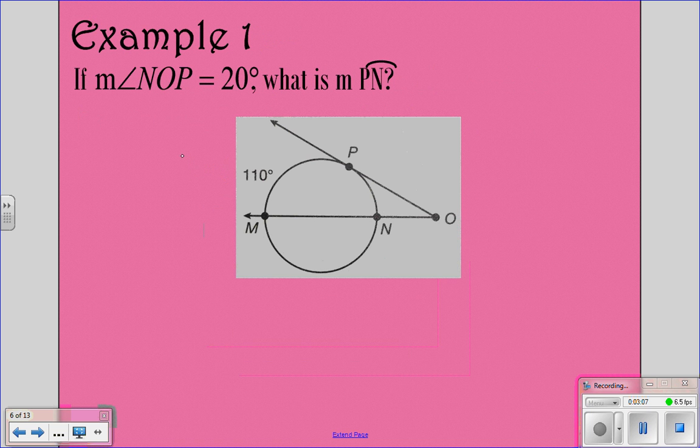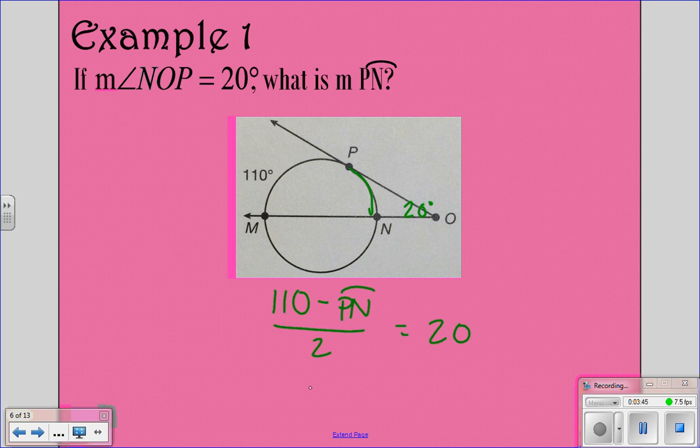So let's look at an example. They tell us that the measure of angle NOP is 20 degrees. And we want to find arc PN, the measure of arc PN. So we're going to use our formula. We're going to say this intercepted arc minus this one, divide by 2, gives us our angle. So 110 minus arc PN, and if we divide it by 2, we're going to get 20 degrees.